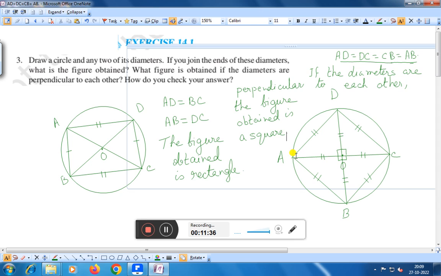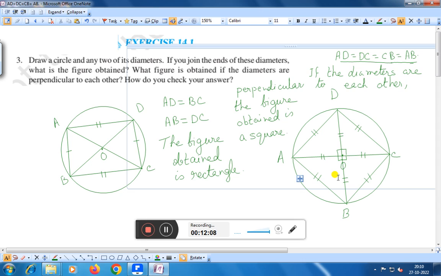OA is equal to OC, OD is equal to OB. Now these are equal, and also these are 90 degrees. 1, 2, 3, 4, all are 90 degrees. That means from the property of this, the diagonals of a square bisect each other perpendicularly. This is the property of a square. Again we are repeating that the diagonals of a square bisect each other perpendicularly.